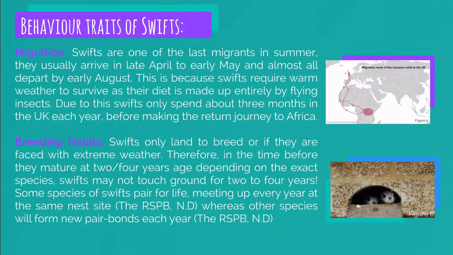Behavior traits of swifts. Migration. Swifts are one of the last migrants in summer. They usually arrive in late April to early May, and almost all depart by early August. This is because swifts require warm weather to survive, as their diet is made up entirely of flying insects. Due to this, swifts only spend about 3 months in the UK each year before making the return journey to Africa.